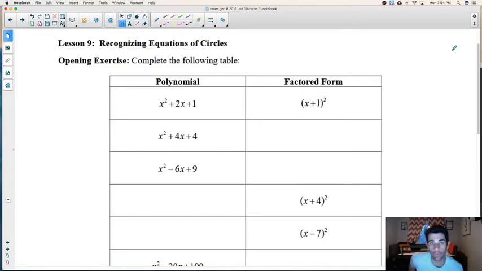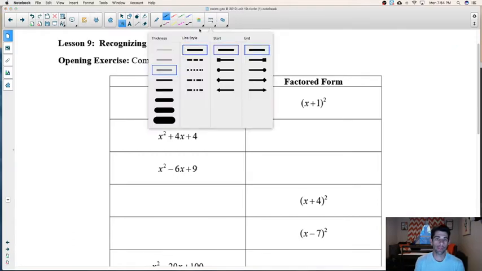I'm going to dive right into it. It's going to be very similar to the other lessons of our basic equations of circles. It just goes into completing the square, which maybe you remember from algebra, maybe not, but we'll go over that to make sure that everyone is on the same page.